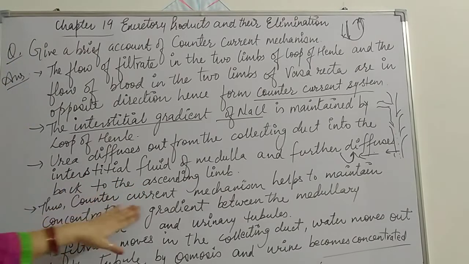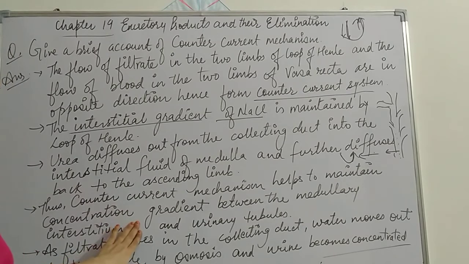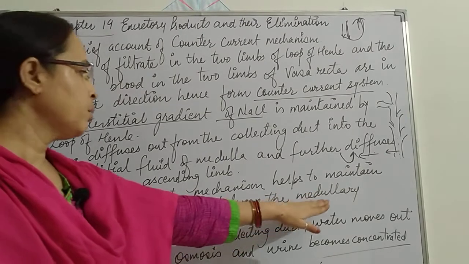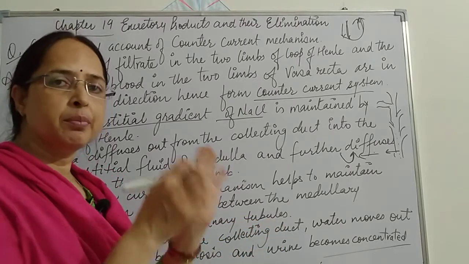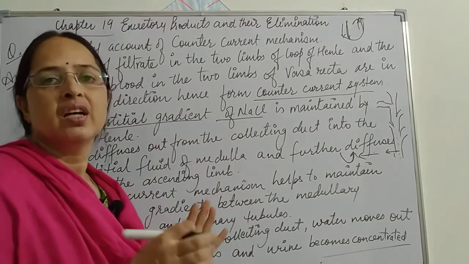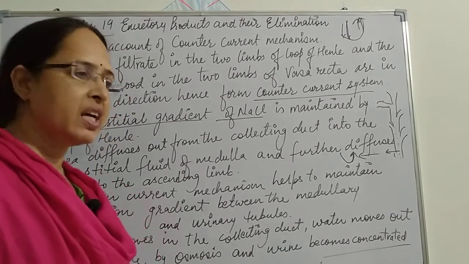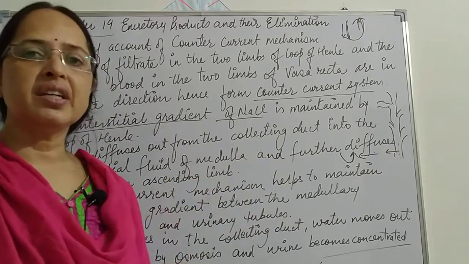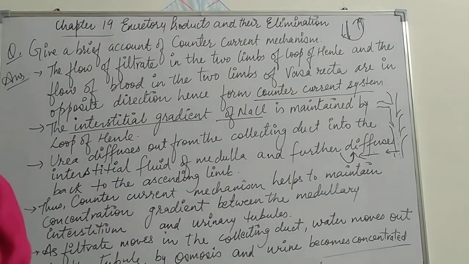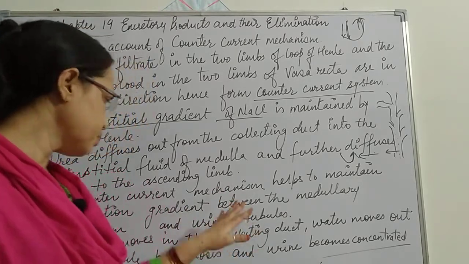So thus the counter current mechanism helps to maintain the concentration gradient between the medullary interstitium and the urinary tubules. Means the medullary cells or the interstitial cells present in the medulla as well as the urinary tubule, that is the nephron. So the concentration gradient is maintained between these two, and that is done by the counter current system.